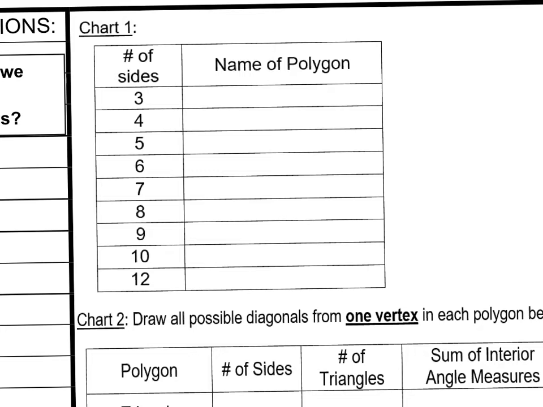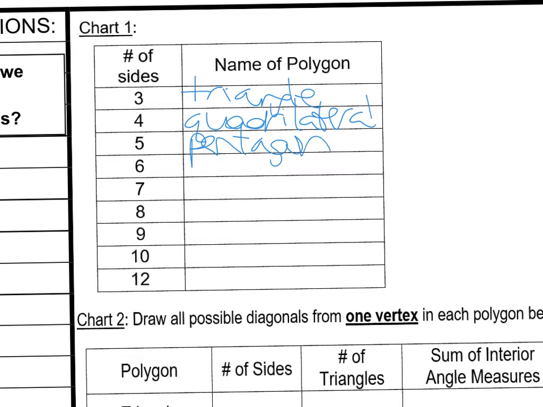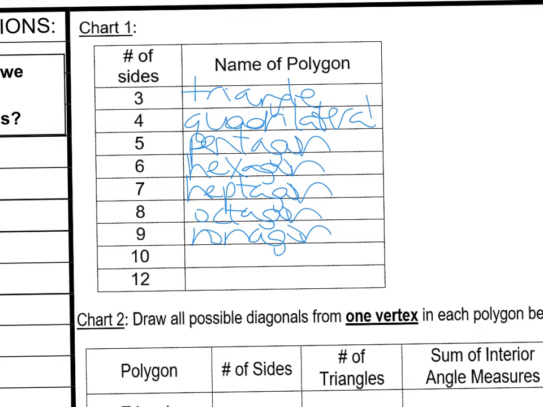Recall from our warm-up that a 3-sided polygon is called a triangle. A 4-sided polygon is called a quadrilateral. A 5-sided polygon is called a pentagon. A 6-sided polygon is called a hexagon. A 7-sided polygon is called a heptagon. An 8-sided polygon is called an octagon. A 9-sided polygon is called a nonagon. A 10-sided polygon is called a decagon.